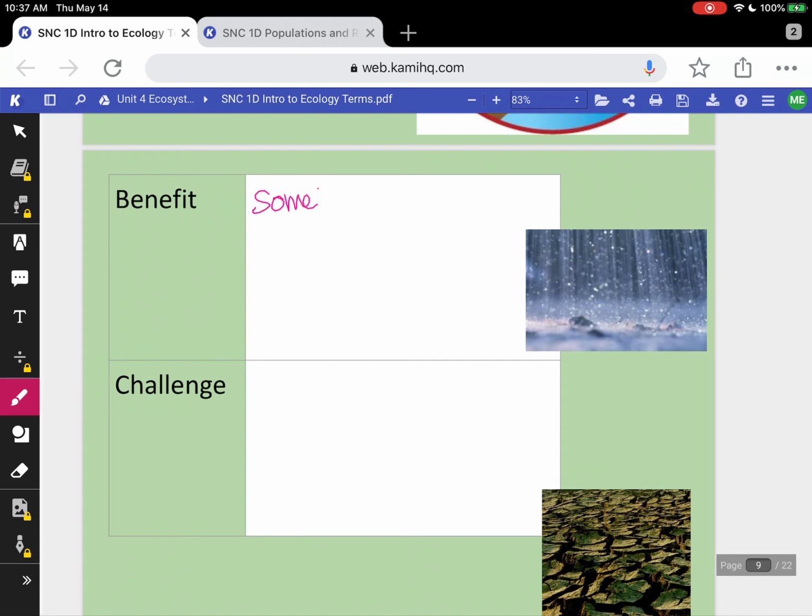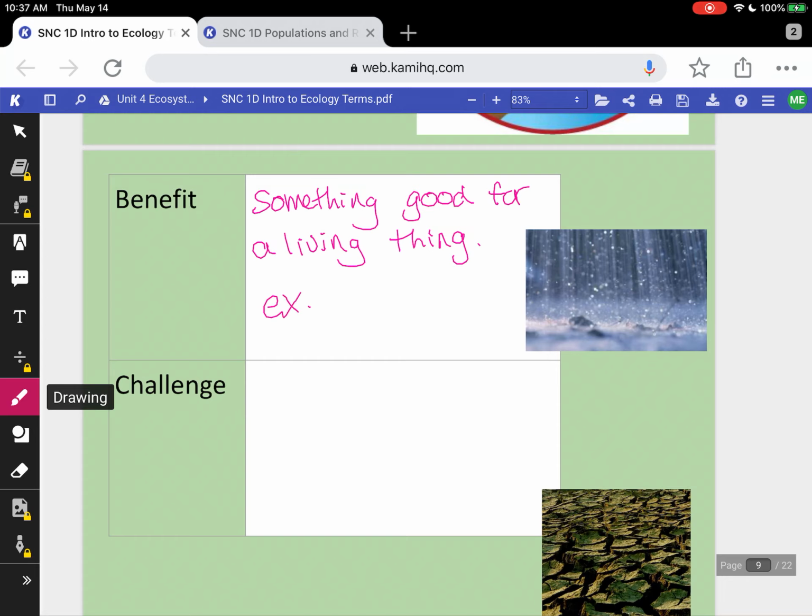A benefit is exactly what it sounds like. So it's something good for a living thing. Okay, so an example of a benefit for a species could be something like rain. So having rainfall, because it allows the food to grow. But you would say that a benefit would be having just enough rainfall, because rainfall could also be a challenge, which is a difficult problem.